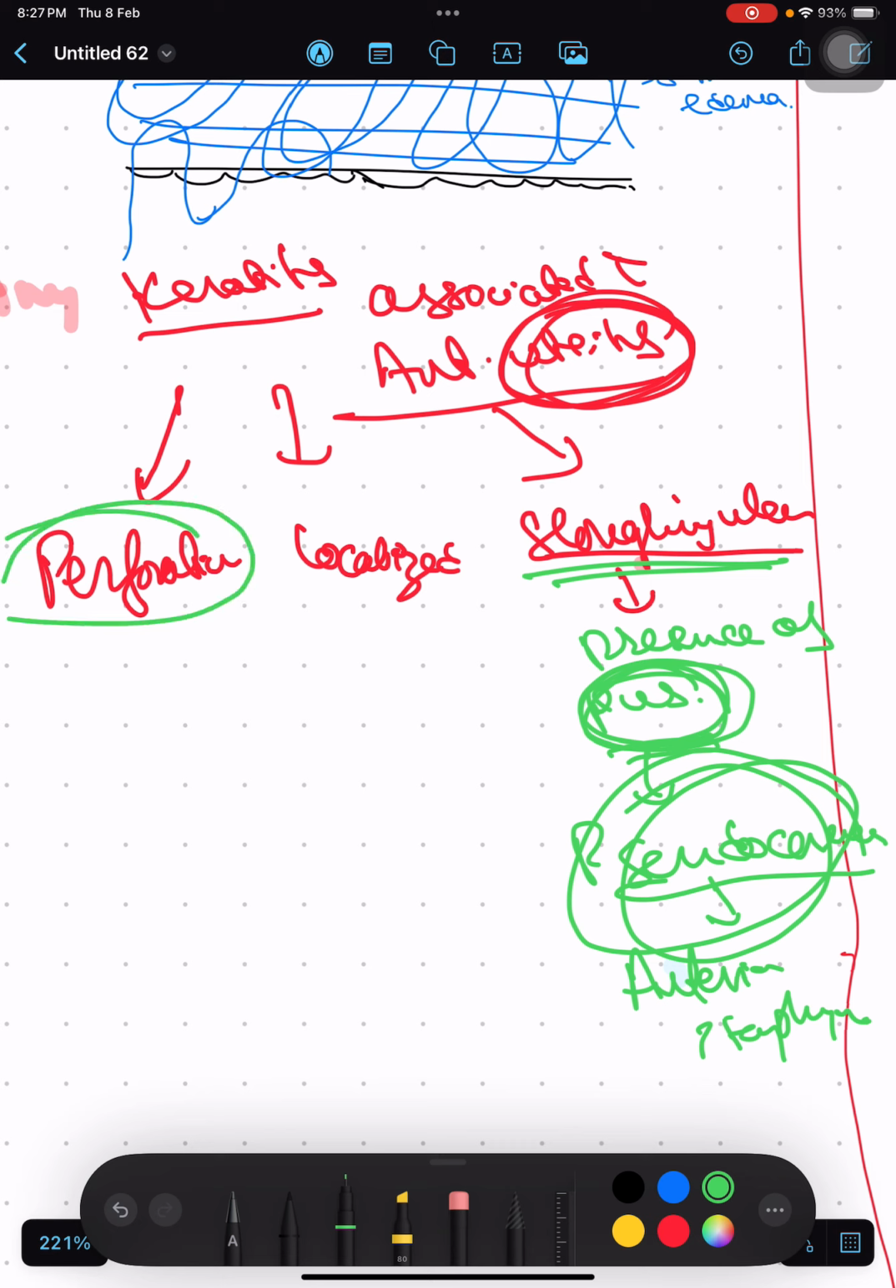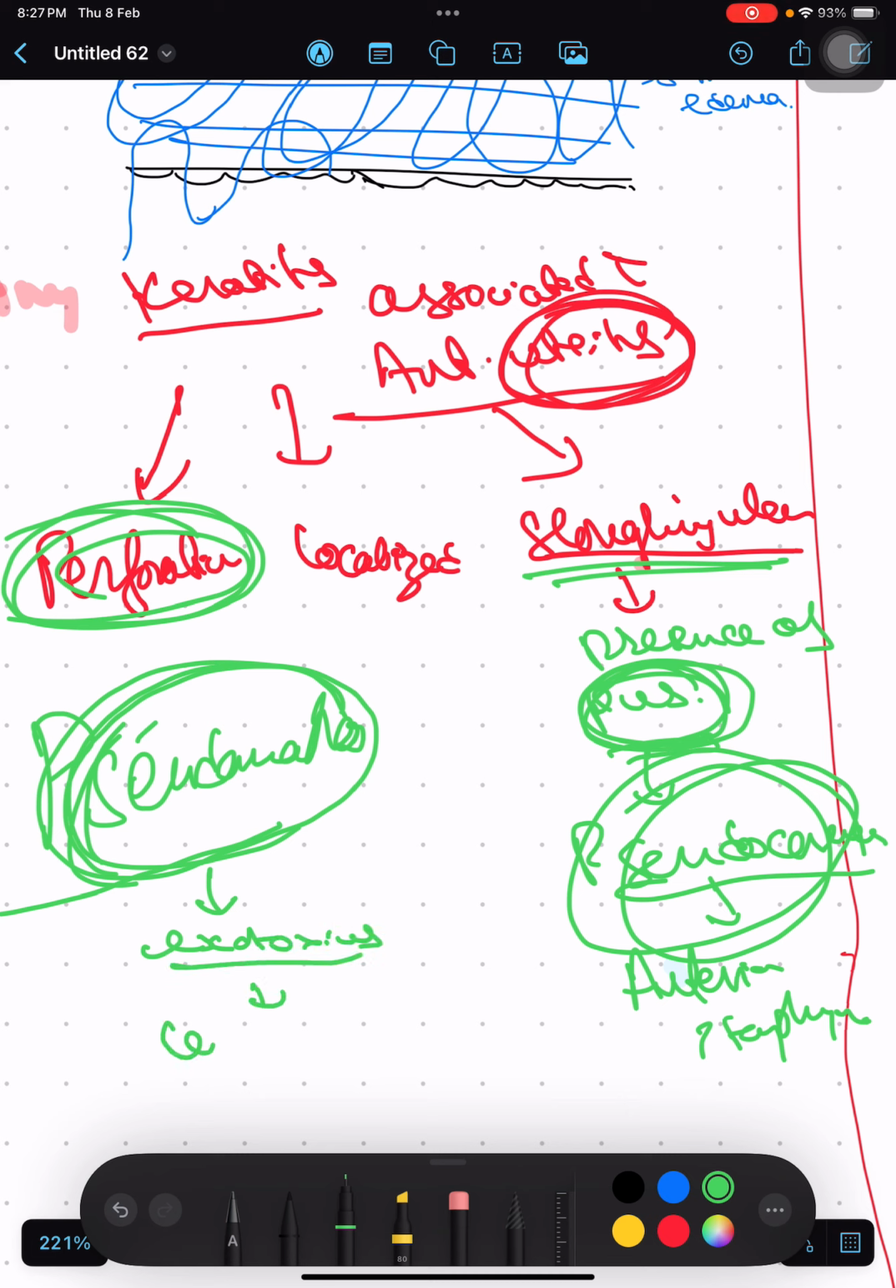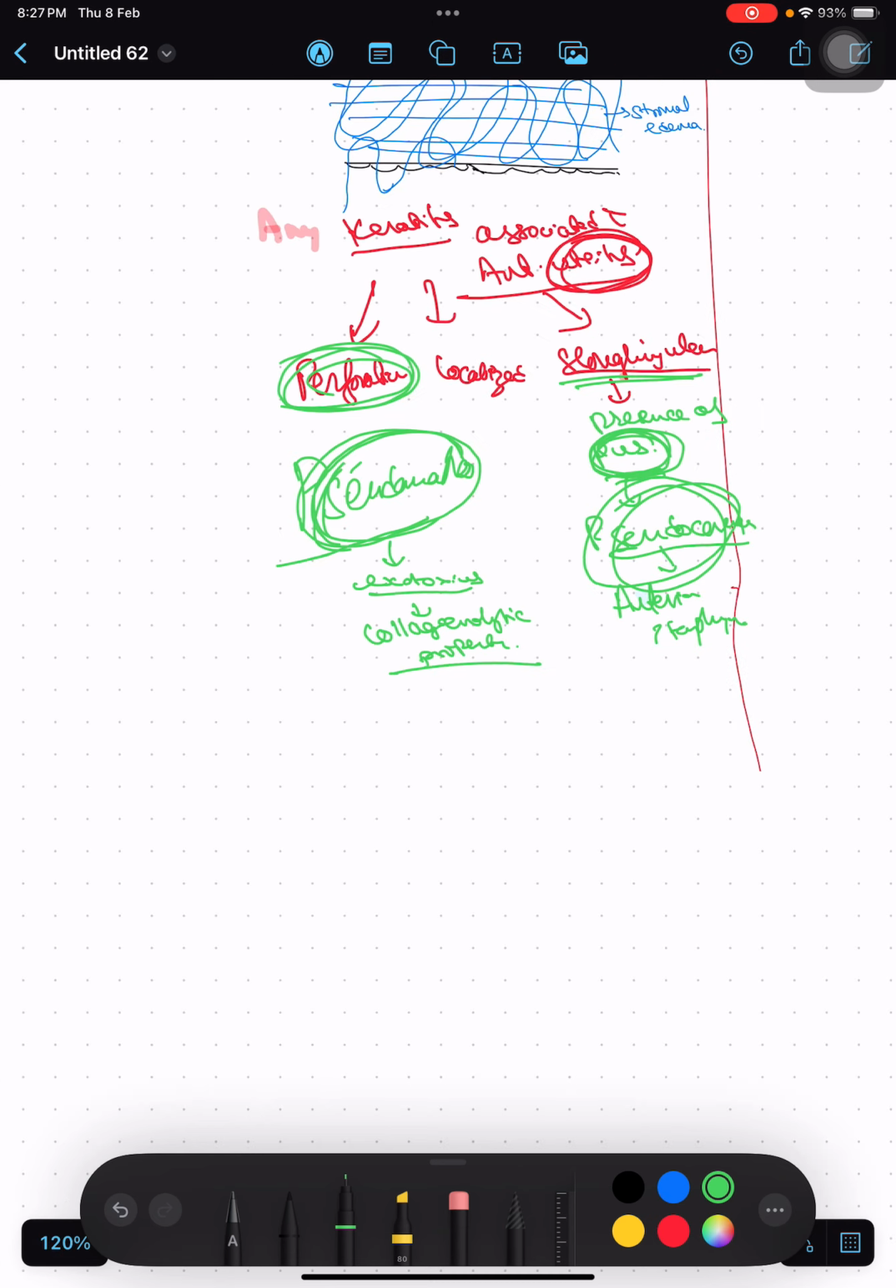And perforation is caused by Pseudomonas. P for perforation, P for Pseudomonas. And if that perforation occurs, then you have to go for a corneal transplant, because Pseudomonas has exotoxins, and those exotoxins have a collagenolytic property. And thinning causes perforation. It will not remain open as iris will seal. Okay, now this is very important.